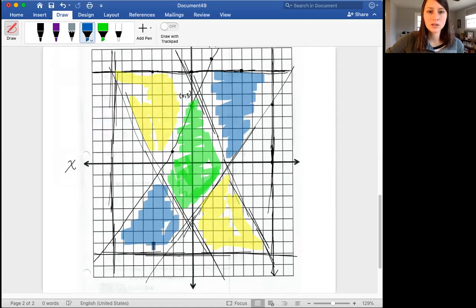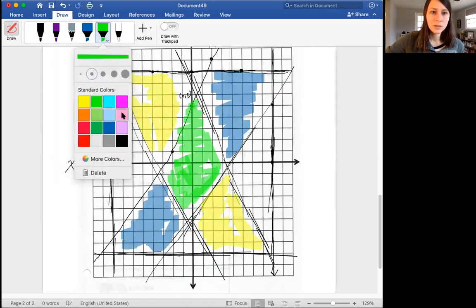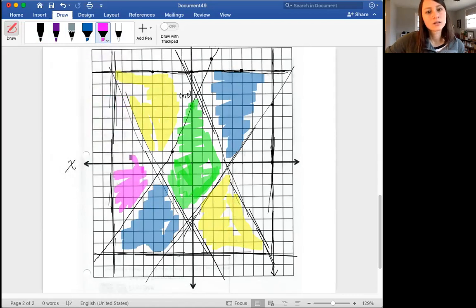So see how this kind of starts to look like a stained glass window. Maybe some pink here, and maybe I'm going to just color it like this, and then like this. So you can add patterns, you can do whatever you want, but there is your stained glass window. So that's what your final picture should look like.